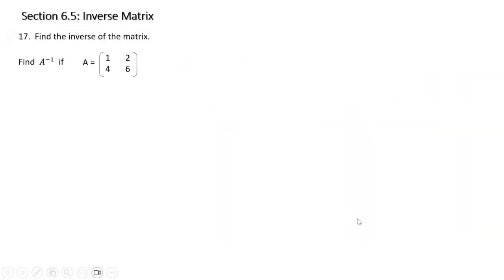Now 6.5 also, we're going to do inverse. Let me see here, so you have about 5 minutes. Because for the inverse, this is one method, guys.